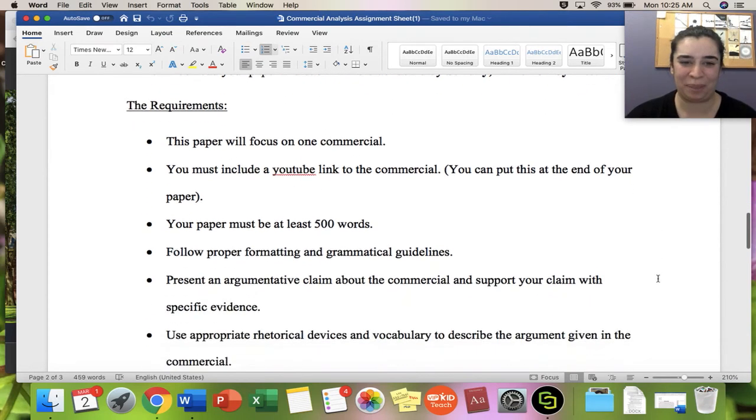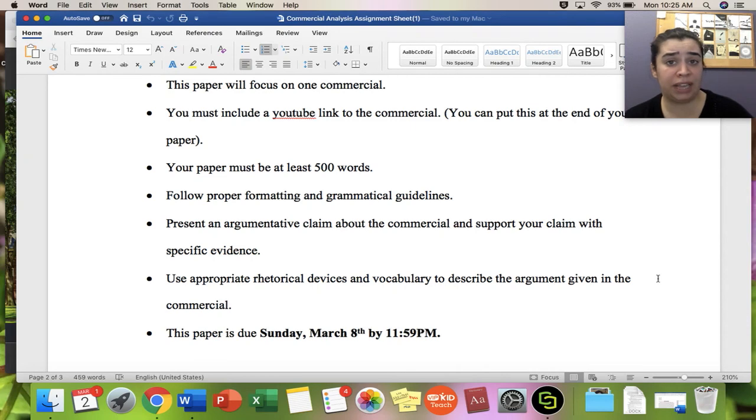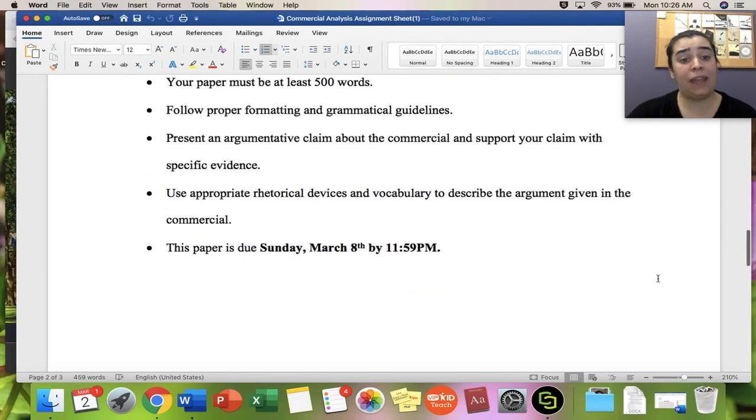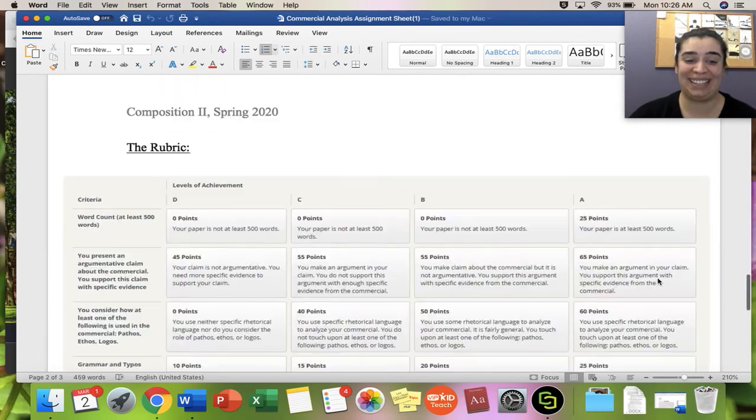So the requirements, you may only focus on one commercial. Be sure to include the YouTube link to that commercial. You can just have it at the very bottom of your paper. The paper must be at least 500 words. Follow proper formatting and grammatical guidelines. Be sure that you're presenting an argumentative claim about the commercial and include support for that claim. And then use appropriate rhetorical devices and vocabulary to describe the argument that's given in the commercial. And as I said earlier, this will be due March 8th, this Sunday.